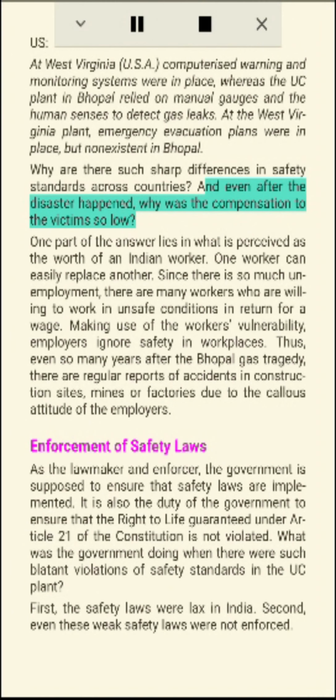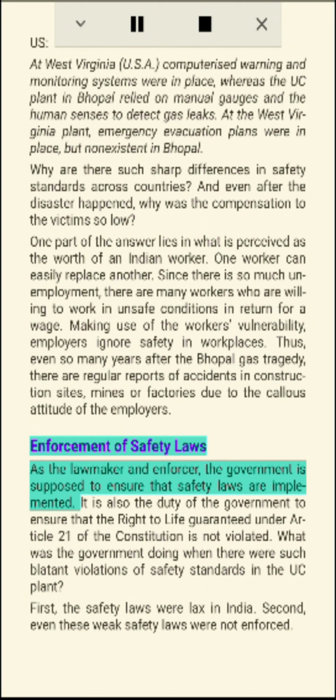Why are there such sharp differences in safety standards across countries? And even after the disaster happened, why was the compensation to the victims so low? The answer lies in what is perceived as the worth of an Indian worker. One worker can easily replace another. Since there is so much unemployment, there are many workers who are willing to work in unsafe conditions in return for a wage. Making use of the worker's vulnerability, employers ignore safety in workplaces. Thus, even so many years after the Bhopal gas tragedy, there are regular reports of accidents in construction sites, mines or factories due to the callous attitude of the employers.